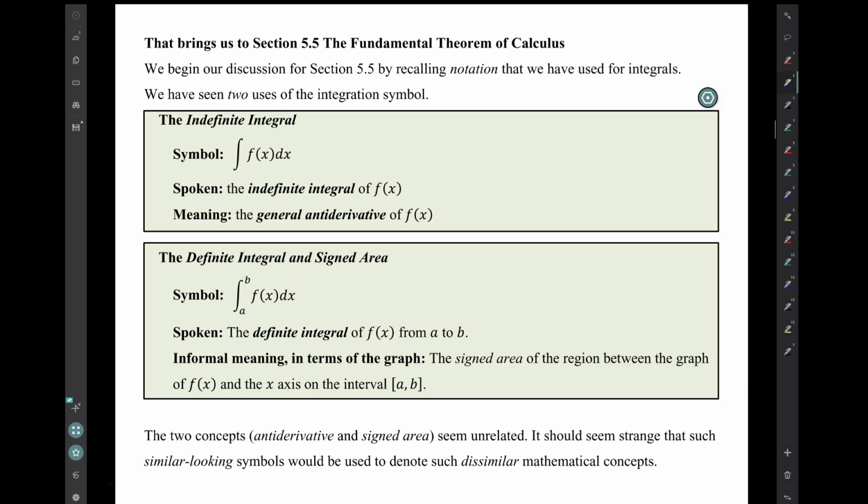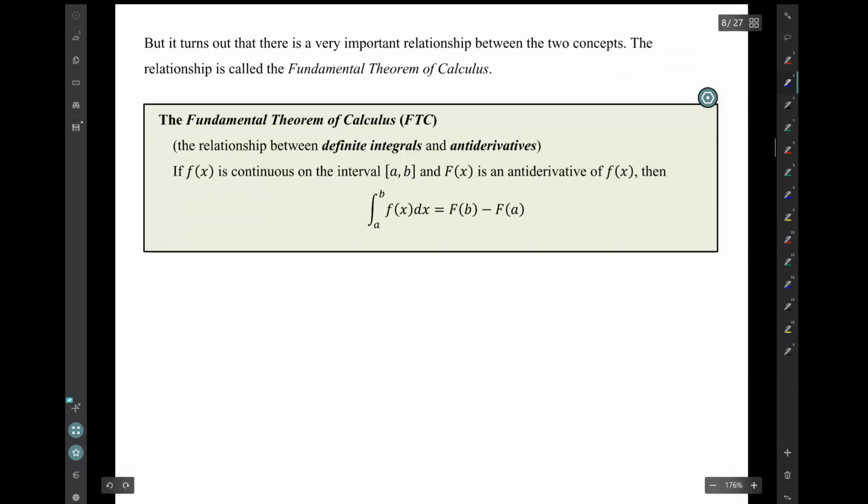The two concepts, antiderivative and signed area, seem unrelated. It should seem strange that such similar-looking symbols would be used to denote such dissimilar mathematical concepts. But it turns out that there's a very important relationship between the two concepts. The relationship is called the fundamental theorem of calculus. So the fundamental theorem of calculus is about the relationship between definite integrals and antiderivatives.